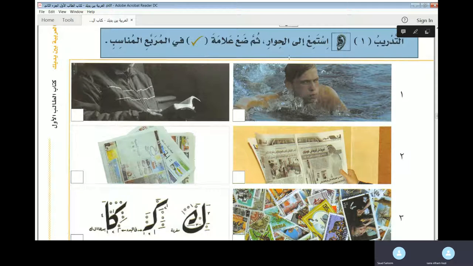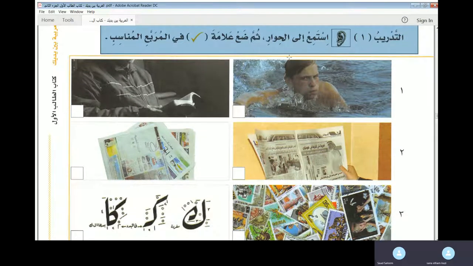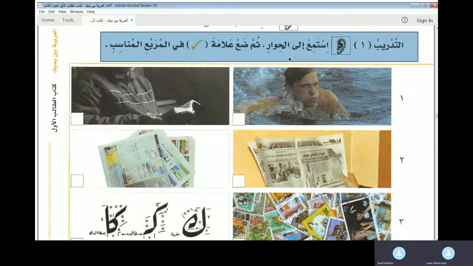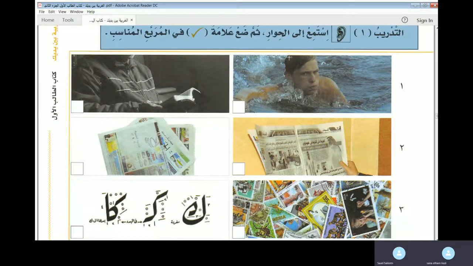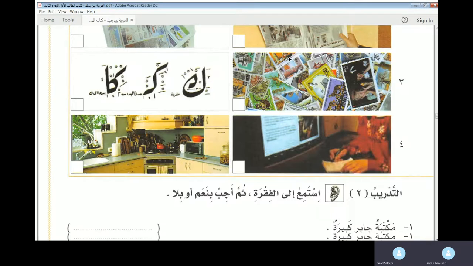First exercise: listen to the dialogue, then put the correct sign in the appropriate picture or box. Murabba means box.